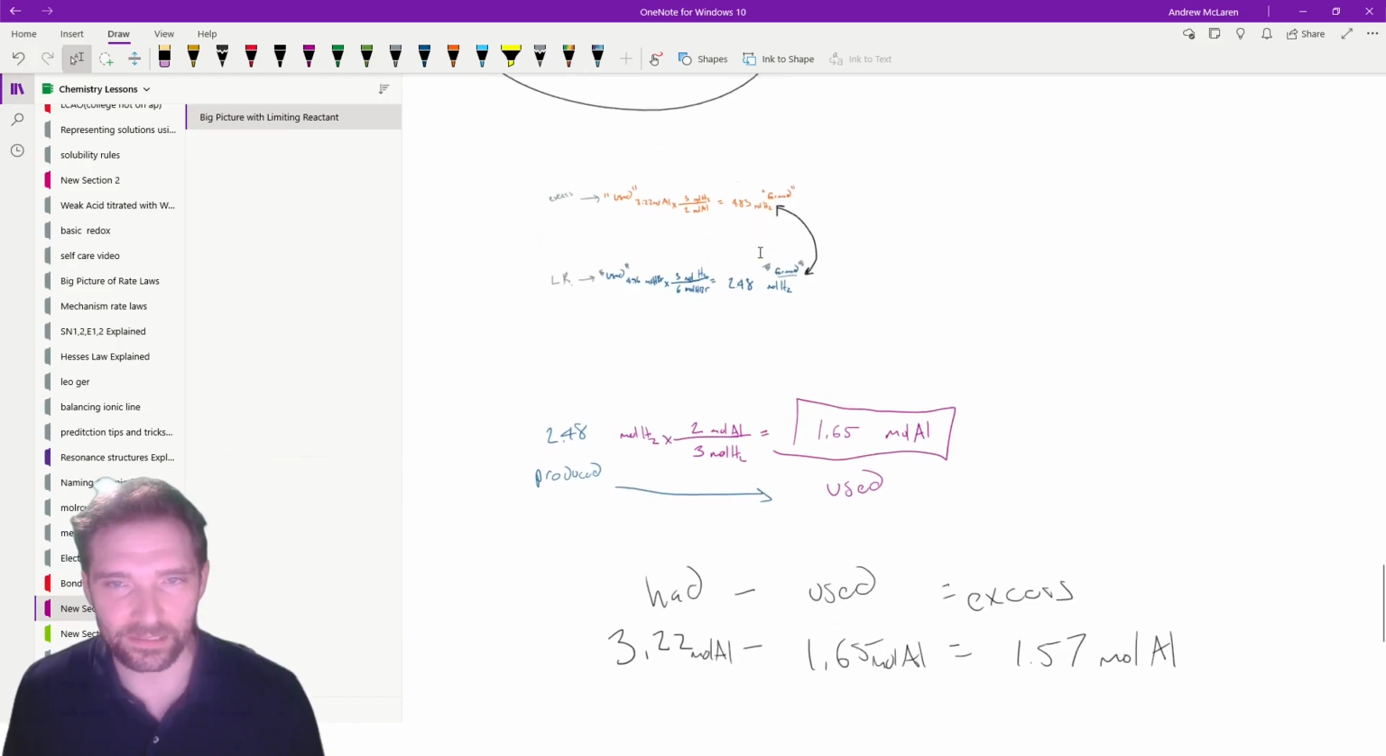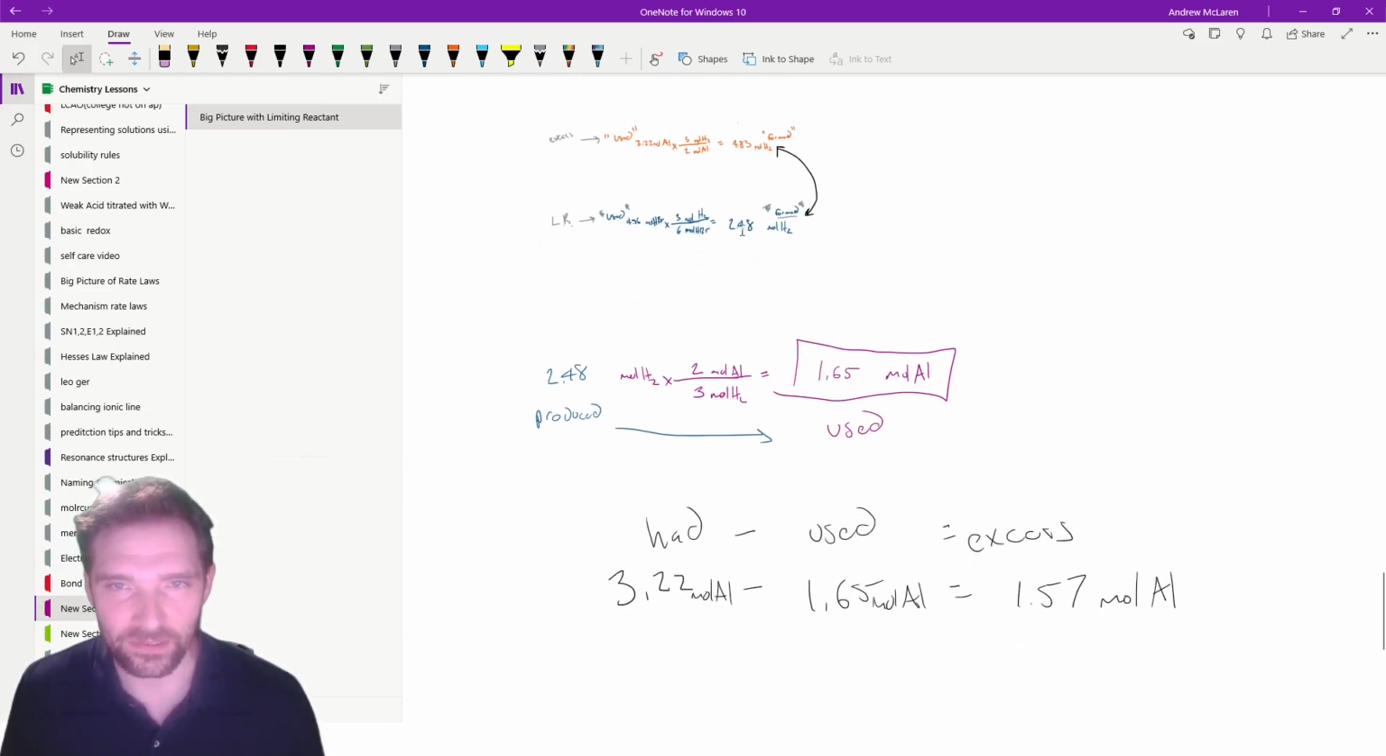But here we're looking at the 2 amounts formed. It looks like that 2.48 was what was actually produced. So that corresponds to what was actually used. So that's the change here. We had the 3.2. We've used about the 1.65, so we have an excess of 1.57.